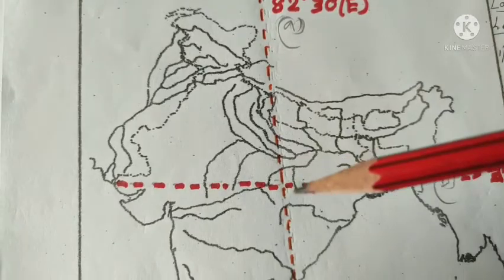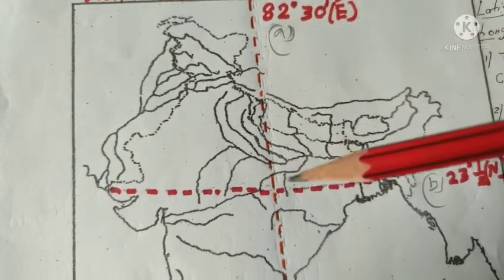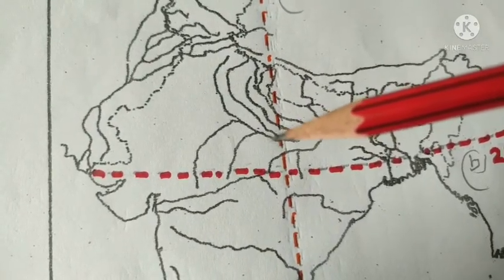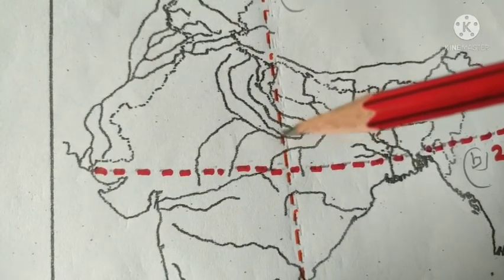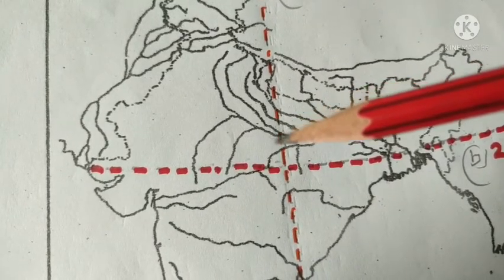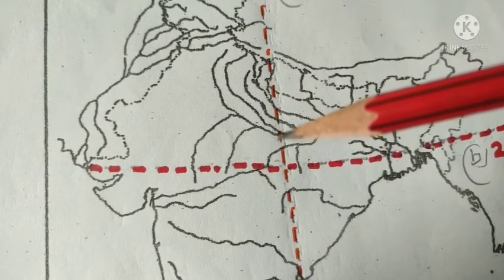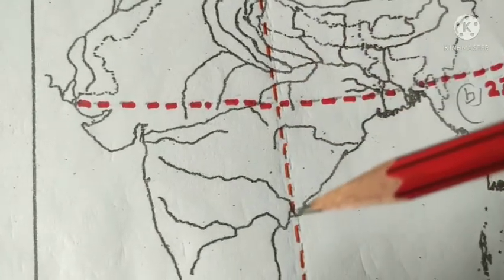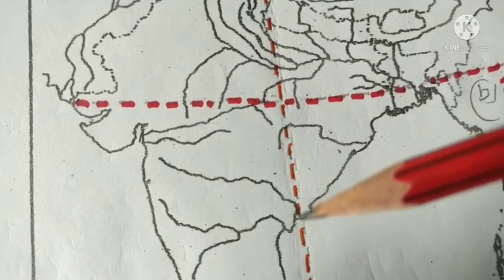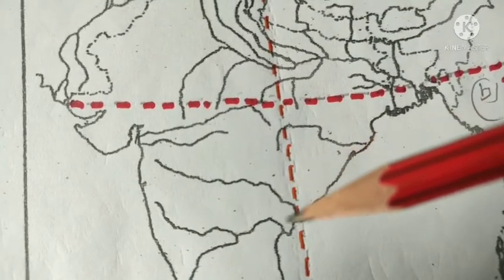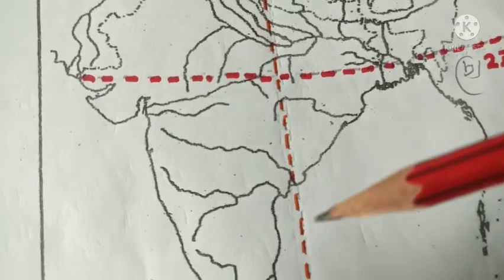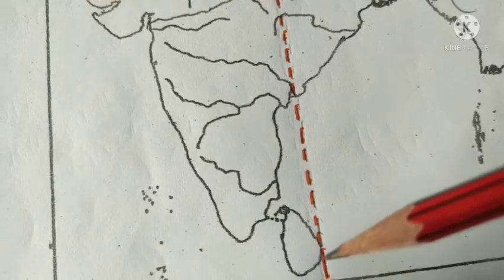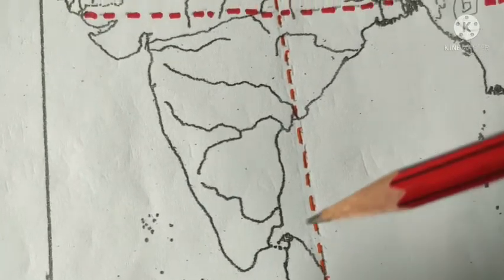First, it should be drawn from north to south, and the second thing is that it should pass along Allahabad. Allahabad is the place where the Ganga and Yamuna meet. So this is the Ganga and this is the Yamuna, and their meeting place is known as Allahabad. It should touch here, otherwise we will not get the mark. And the other point is that it should pass along this delta. This delta is formed by the river Godavari, so it should touch this delta also. And the third point is that it should touch the eastern side of Sri Lanka. If it is not touching the eastern side of Sri Lanka, you will not get the mark.